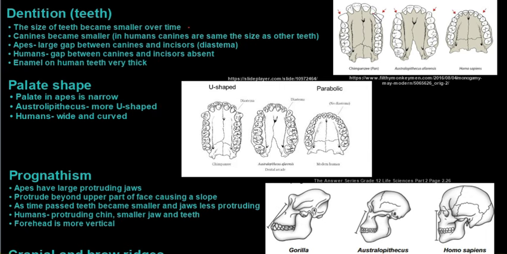But what we are looking at here is specifically the gap between the incisors and then the canines. So this area that I'm coloring in red now. In chimps or apes it's very pronounced, whereas in Australopithecus it's much smaller, and in humans it's completely absent. So apes have a large gap between the canines and incisors, and in humans the gap became absent, and the enamel of the teeth is also very thick.